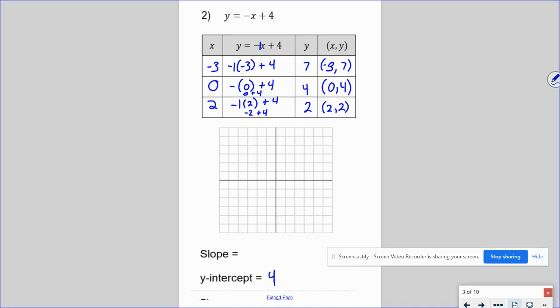And then we plot our points. So like I said, we can't really do the negative 3, 7. That would be like up here somewhere. So now 0 and a positive 4. So 1, 2, 3, 4. Yep. And then 2, 2 is right here.